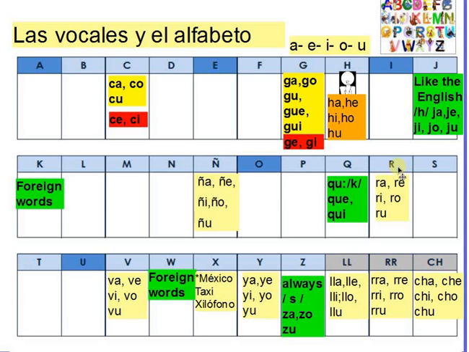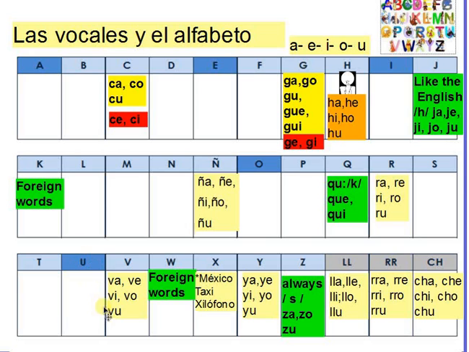Then we have the letter R. The letter R is totally different in Spanish. You're not going to articulate it the same way you do in English. So you go ra, re, ri, ro, ru. The letter S, just like in English: sa, se, si, so, su. The letter T, do not release the puff of air. One more time, we go ta, te, ti, to, tu. Again, in order not to release that puff of air, just put your tongue a little forward when you articulate it, and that will prevent that puff of air.